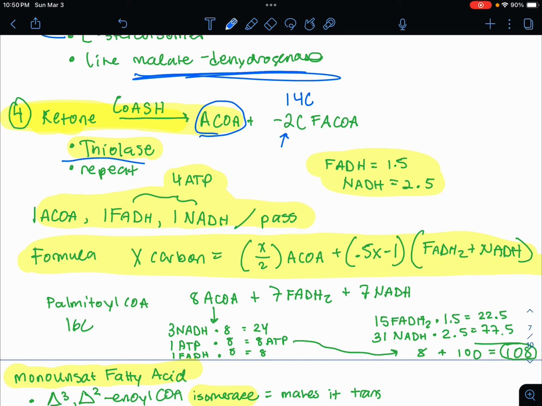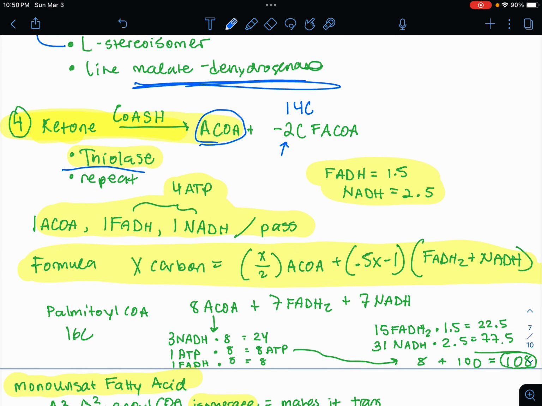Remember, we started with a 16-carbon one. After one go of beta oxidation, we make acetyl-CoA plus a fatty acyl-CoA that's 2 carbons less than what we started with. So therefore, we could actually go through this cycle multiple times. Acetyl-CoA here will go through the Krebs cycle.